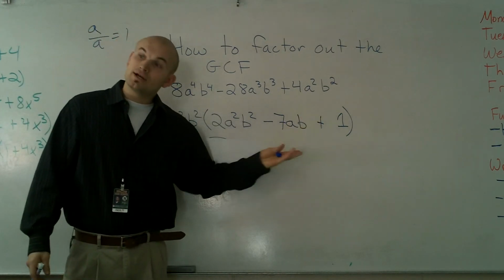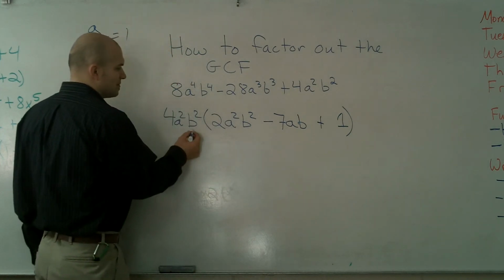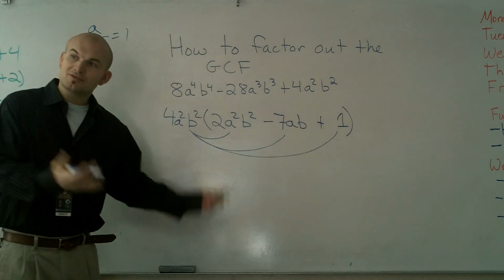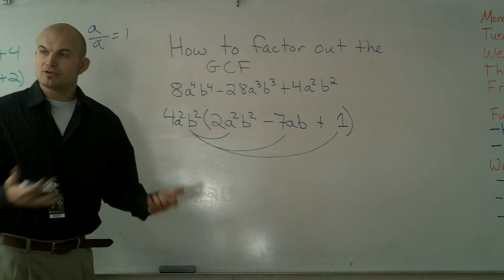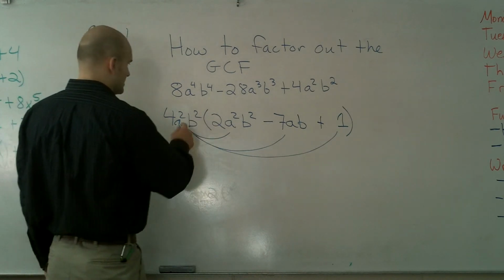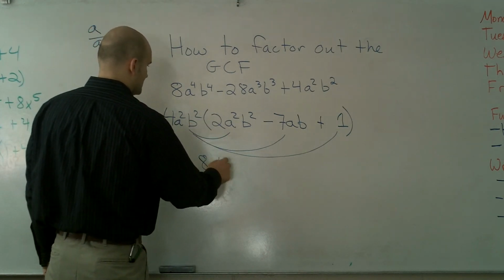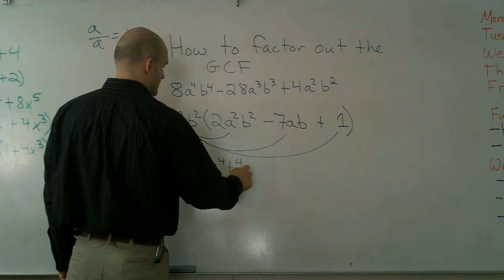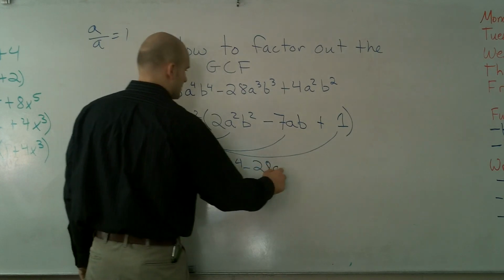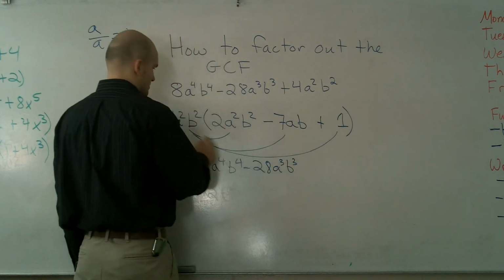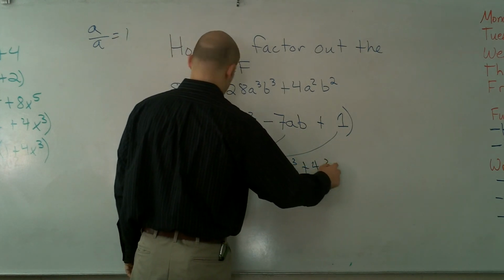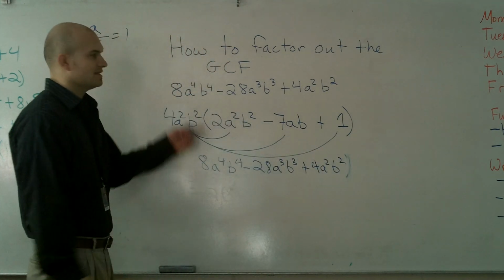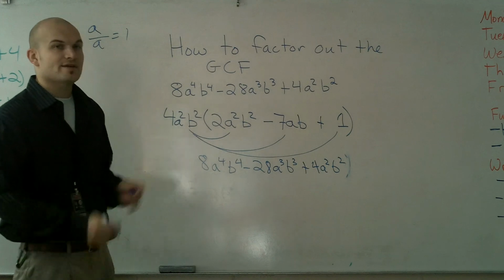If I wanted to check my answer, I could do the distributive property back again and multiply it back through. And remember, when you multiply terms with the same base, you add the exponents. So this becomes 8a to the 4th b to the 4th, minus 28a cubed b cubed, plus 4a squared b squared. I look at it and I got the exact same answer back, so that's how you factor out the GCF.